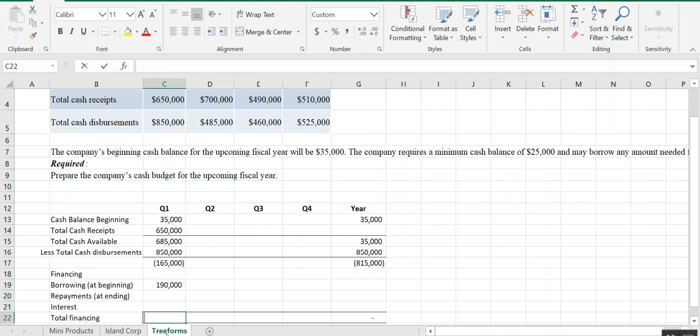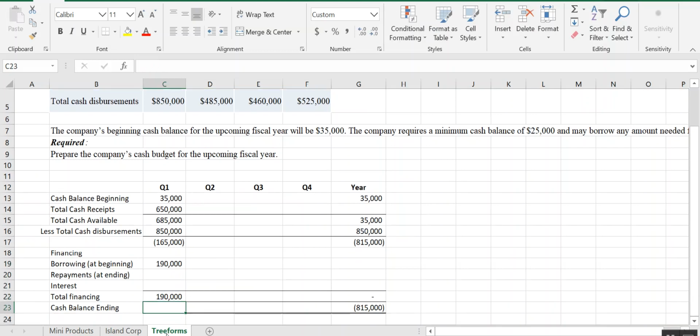So at this point, the financing section just has the $190,000 that we borrowed. But what we're going to do is calculate the difference between the $190,000 that we borrow and the deficit that we had, and it's a $25,000 balance, which, lo and behold, is exactly what our minimum cash balance is. So for quarter 2, we put this up here as the beginning cash balance for the quarter.